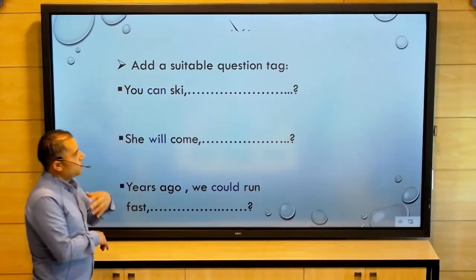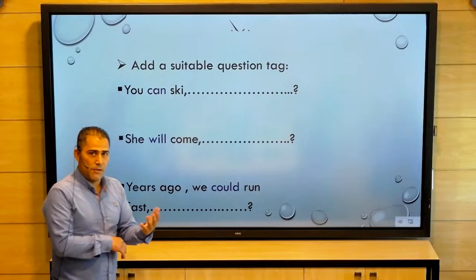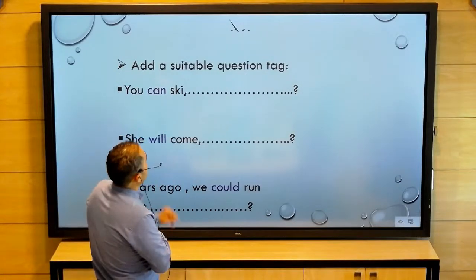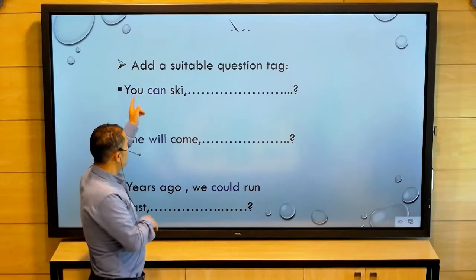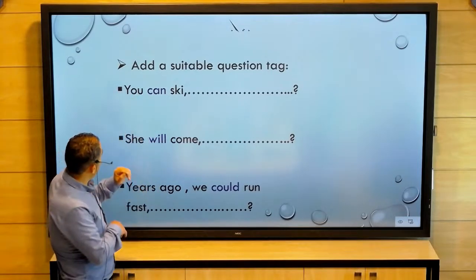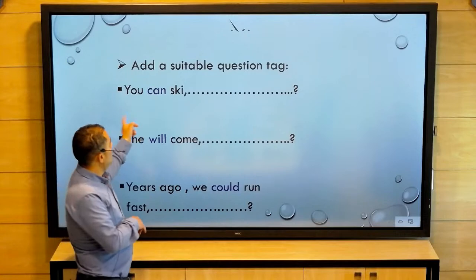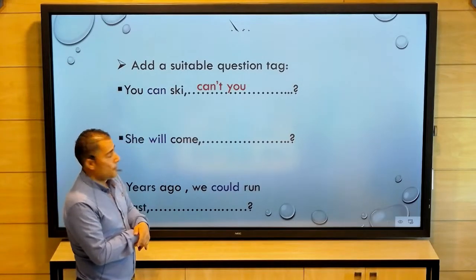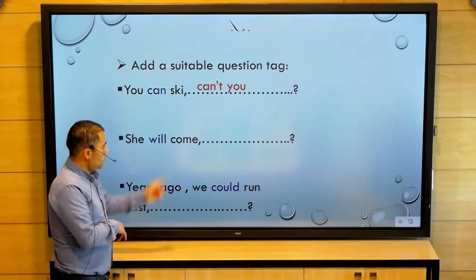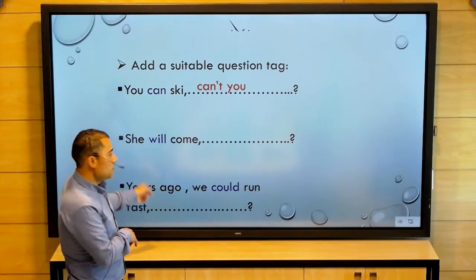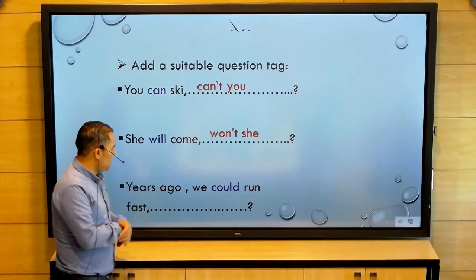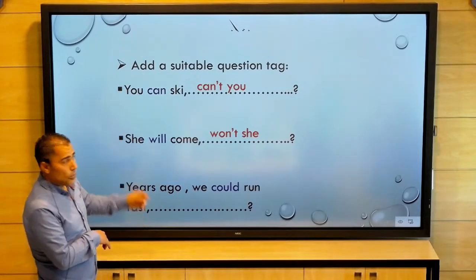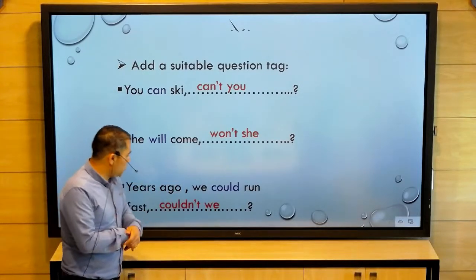Now we have to put the appropriate question tag ourselves. You can ski. Here we have the modal can. We put it in the negative form followed by the appropriate subject pronoun, which in this case is you. You can ski, can't you? She will come. Also pay attention to will, with the negative form, won't. Won't she? And years ago, we could run fast. Could, with the negative form, it's an auxiliary, couldn't we?